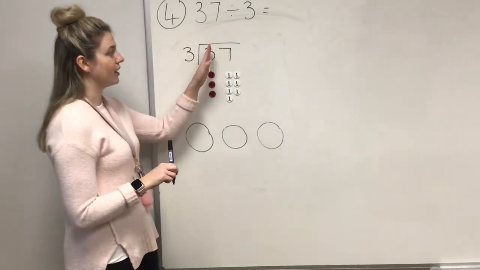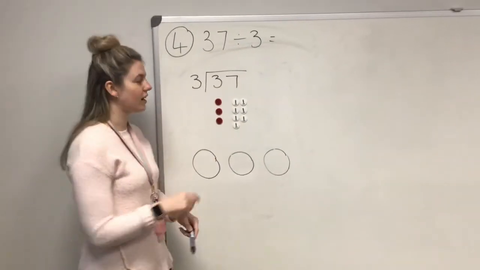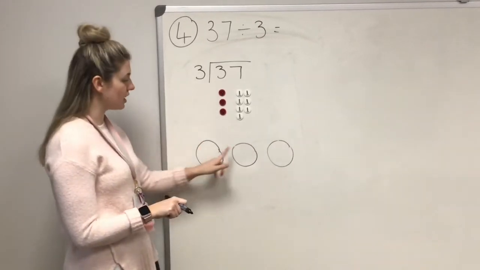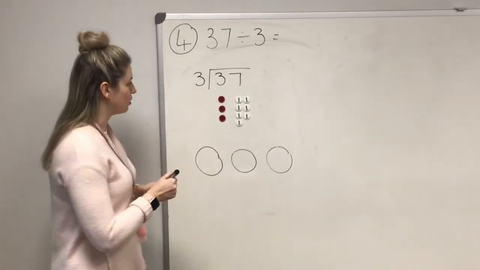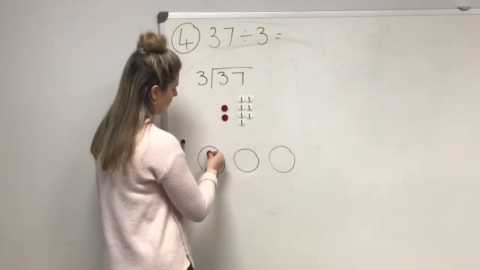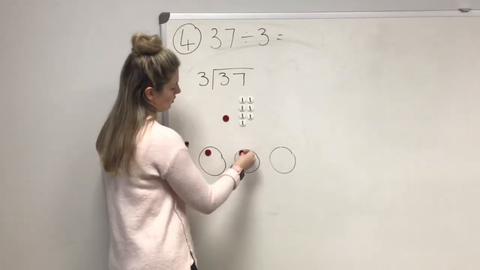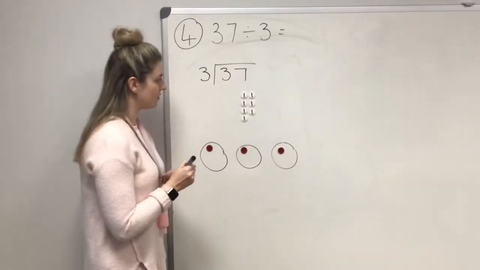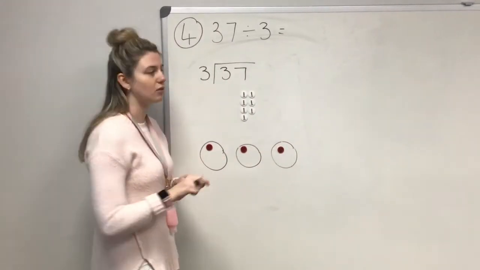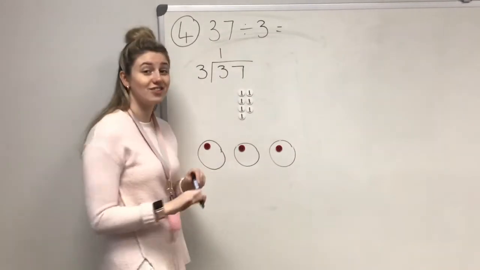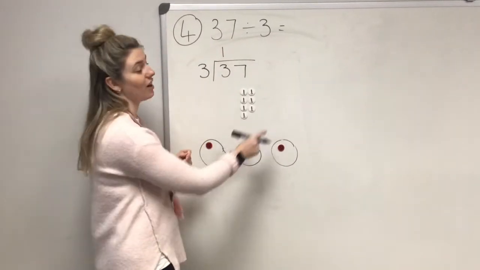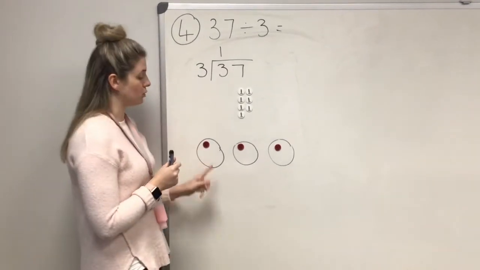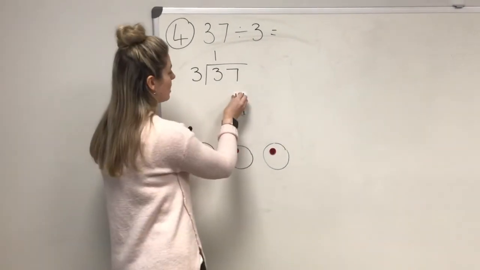Question 4, 37 divided by 3. So, again, we always start with our highest value, that is our tens. We need to split it into our 3 equal groups. So, start here. 1, 2, 3. Lovely. So, in each group, we have 1 ten. Nice and easy. So then we start with our ones. So we have 7 ones. We need to split that between our 3 groups equally.